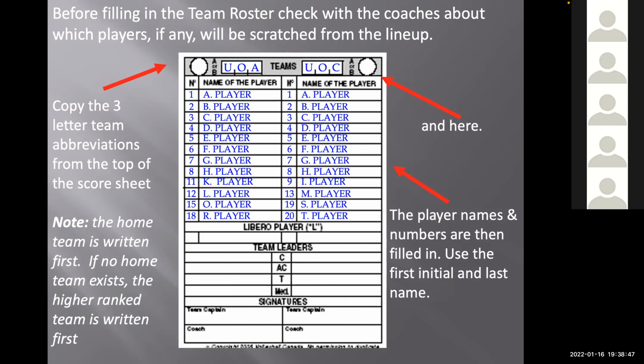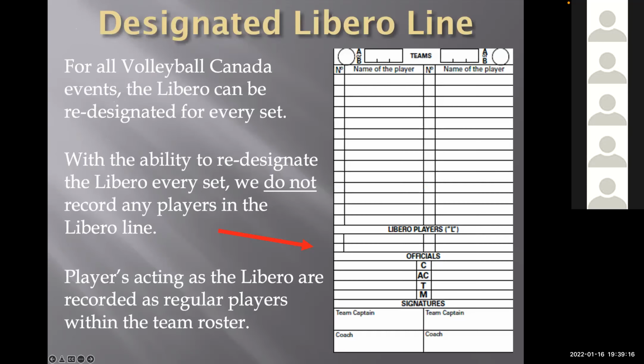If you happen to get a score sheet with a roster that has the libero in the roster, that's not necessary, because at our age, we can redesignate the libero in every set. Internationally, they cannot. It is specified in the roster, and that's the only libero that they can have for the game. So it's a little bit different at higher levels. But as you can see, the teams are UA, UOA, and UOC, same as what they were on the page before.